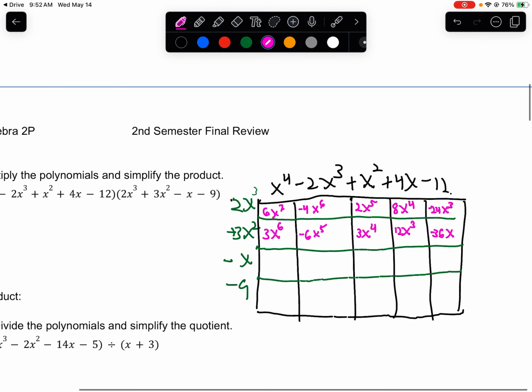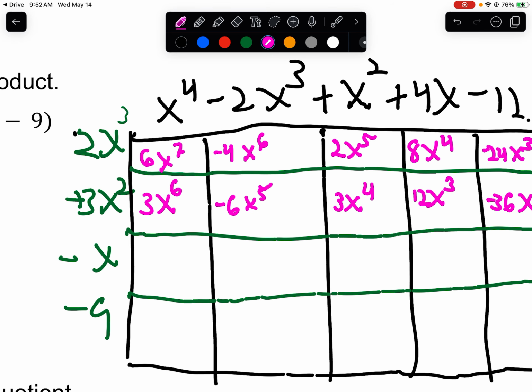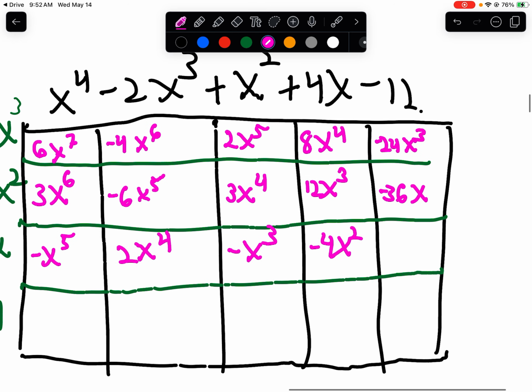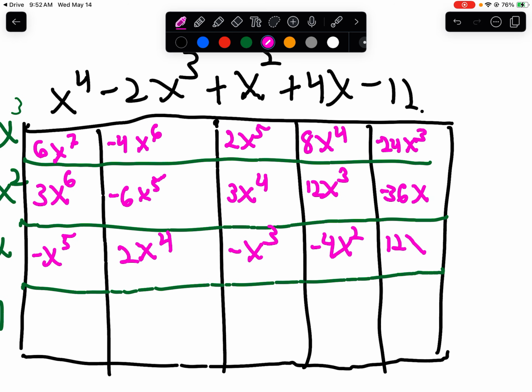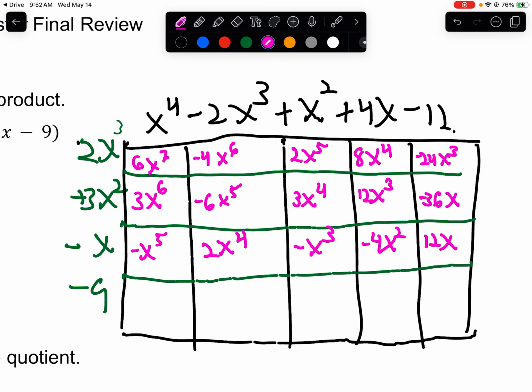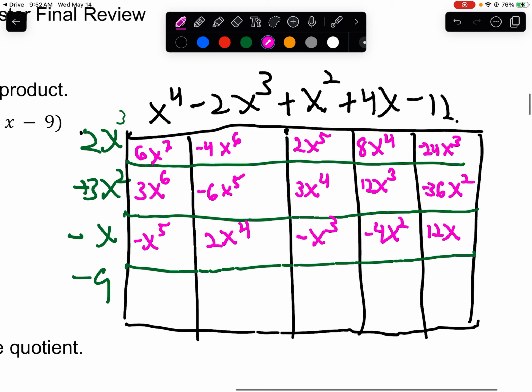Okay, I'm going to pick up the pace because this is pretty straightforward. Negative x times x to the fourth is negative x to the fifth. Negative x times a negative 2x cubed is a positive 2x to the fourth. Negative x times x squared is a negative x cubed. Negative x times 4x is a negative 4x squared. And negative x times negative 12 is a positive 12x. And I'm sorry, this last negative 36 is supposed to be x squared. I just saw that. There's a reason I realized it, and I'll explain that at the end.